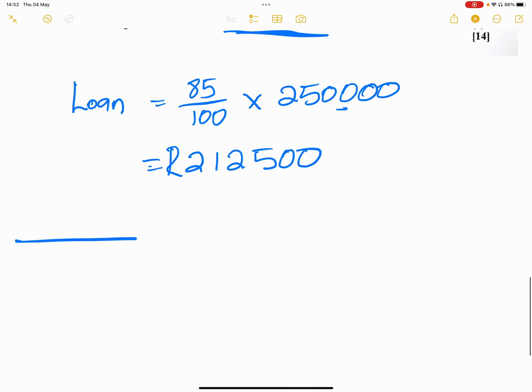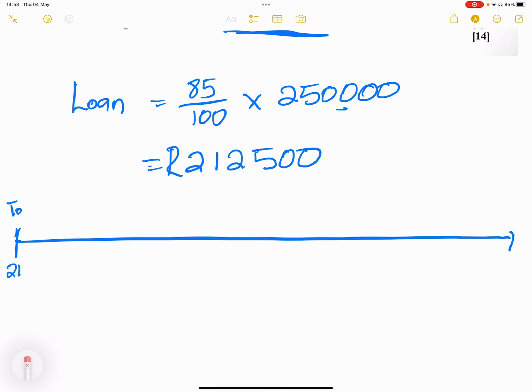Now, let's try and draw a timeline that represents this particular event, right? So, what Thabo does is that he takes out a loan. So, here is the loan here at T0, right? And remember, the loan that he takes is 212,500. Okay, so that's the loan amount that he will take. But remember what he does. He will only start paying on the 6th month.